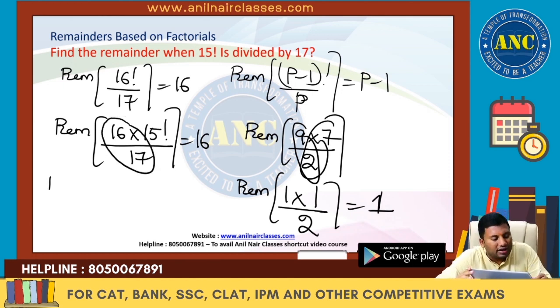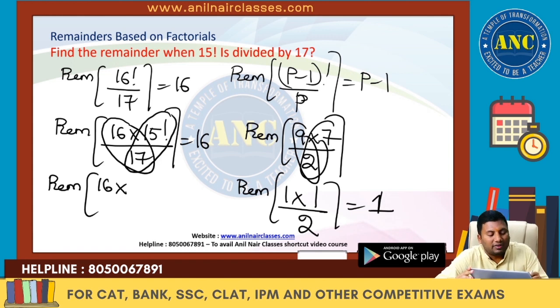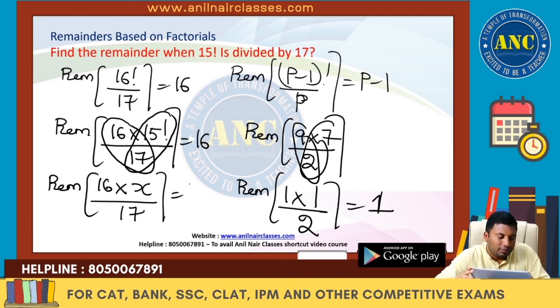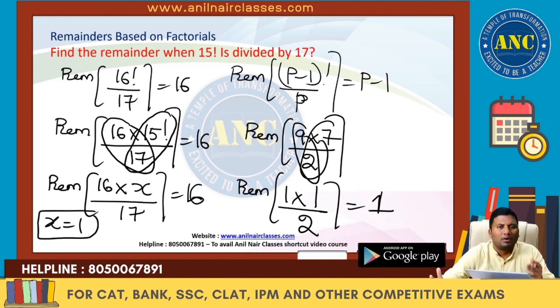16 when divided by 17: 17 zeros are 0, remainder 16. 15 factorial by 17, we don't know the remainder. When I further divide, the remainder will not change. Just by looking at the question itself, I can say that x is equivalent to 1. Because 16 ones are 16, and 16 divided by 17 is 16. By looking at the question itself, I am able to deduce that 16 factorial divided by 17 is 16.